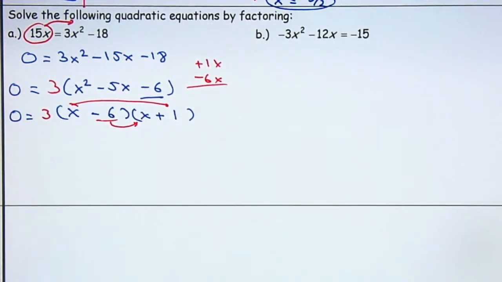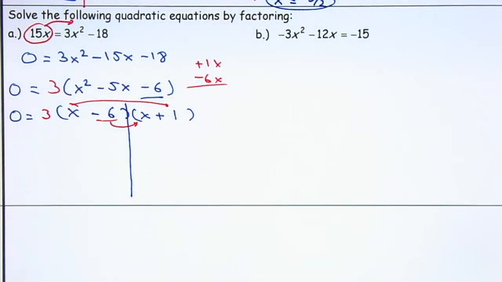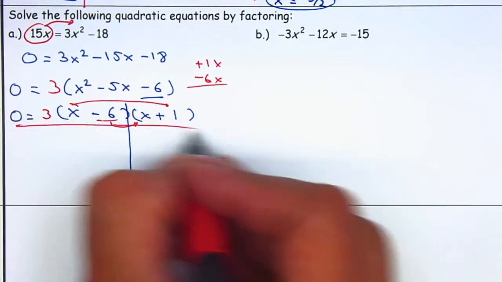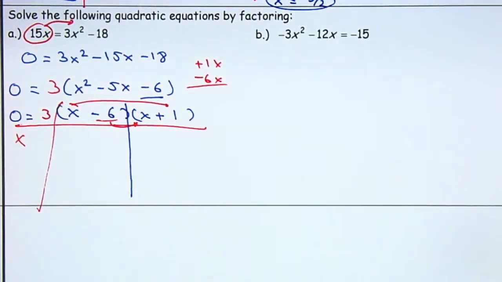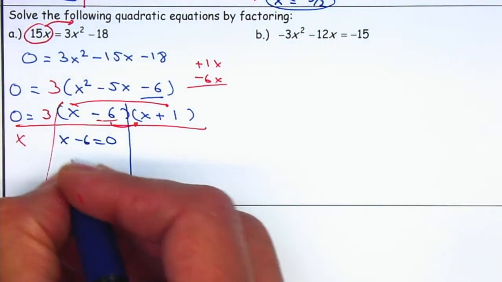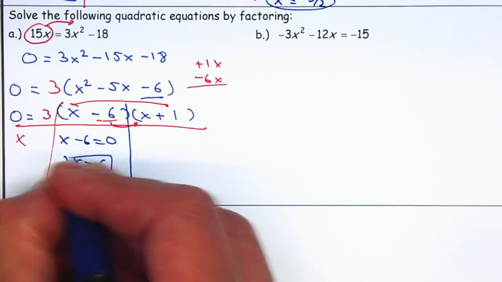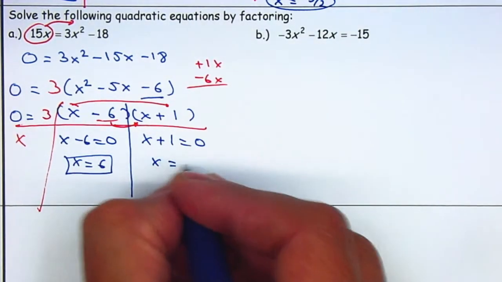I'm going to use my zero product property, and negative 6 times 1 is negative 6. My zero product property, or my t-chart. Now, do I need to set the 3 equal to 0? No. x minus 6 equal to 0. Move the 6 to the right, becomes a positive 6. x plus 1 equal to 0. Move my 1 to the right, becomes a negative 1.